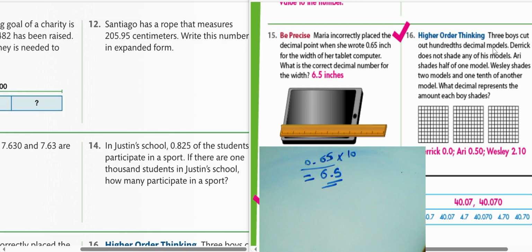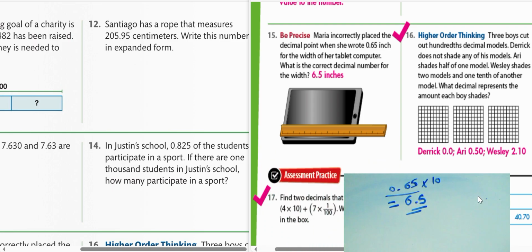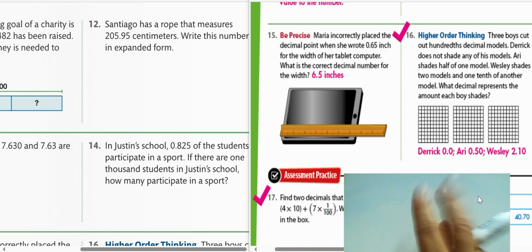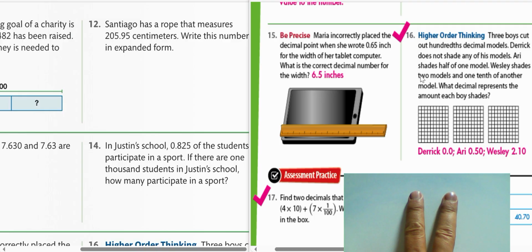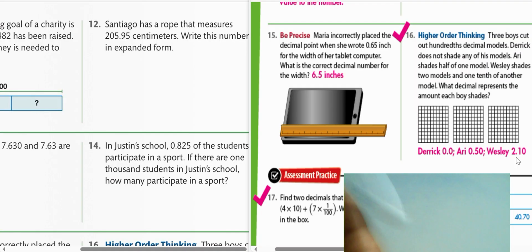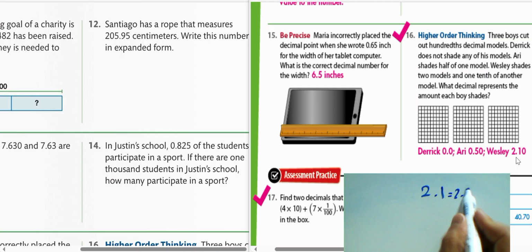Boys cut out hundredths decimal grid for this number. We can write this number here to complete. We have two parts, 1 and 0. We have two whole numbers and 1/10, because these models are shaded: one whole model shaded and another. He shaded two models, it will be 2, and 1/10 is another 1/10. Two whole numbers and 1/10 is equivalent to 2.10.